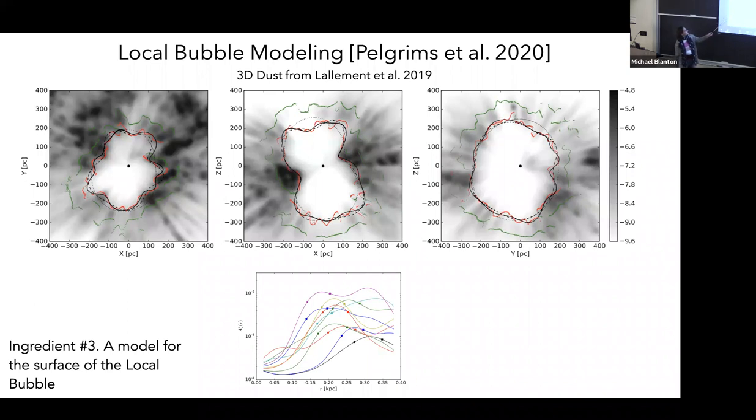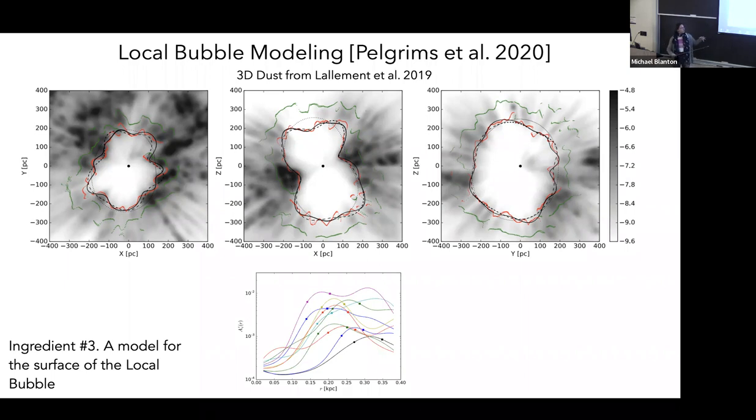And so this is, again, these are different projections of a dust map in 3D. And then in black, this is tracing the walls of the cavity in three spatial dimensions. And so they've gone through and they've actually calculated, essentially looking out from the sun, where is the first point in space where you need any sort of wall of material.